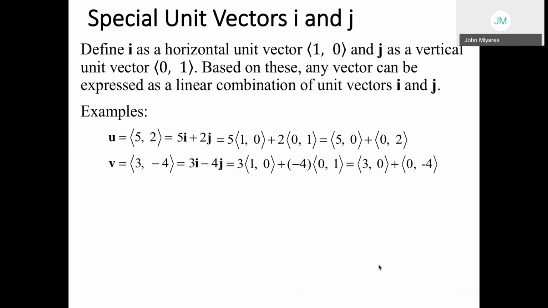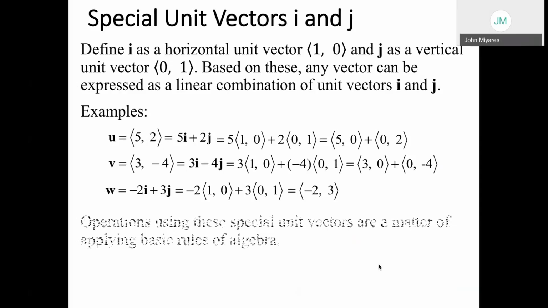We can also do this backwards. Suppose we have the vector w = -2i + 3j. Knowing that vector i is the unit vector ⟨1, 0⟩, and vector j is the unit vector ⟨0, 1⟩, then -2i + 3j can turn into the vector ⟨-2, 3⟩.